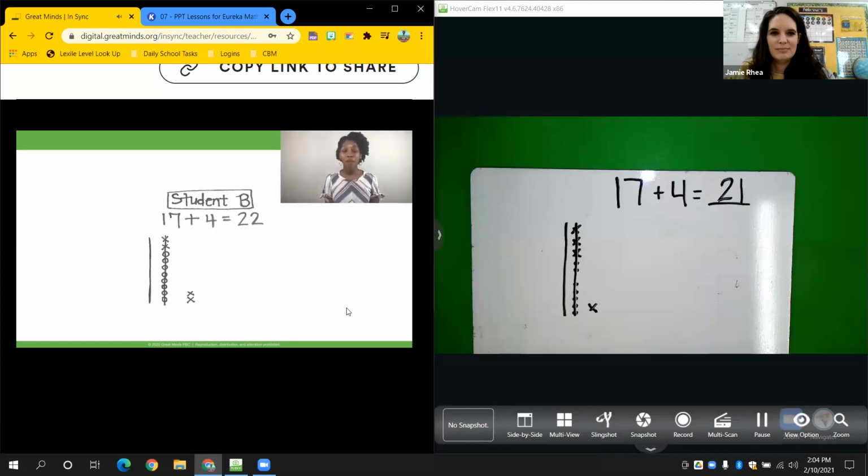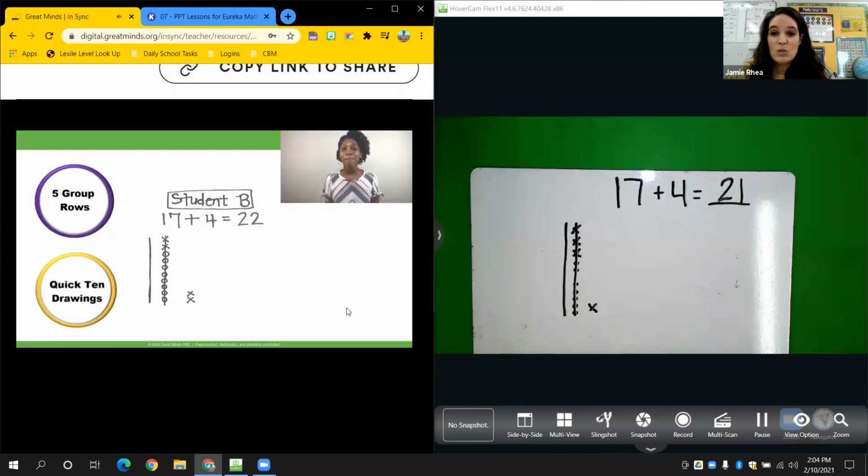What do you notice about how student B solved this problem? Take a moment to think. Well, now student B used the same way we did, but we got a different answer. I noticed that this student used math drawings. What kind of math drawings did they use? Did they use 5 groups or quick 10 drawings? Point to the quick tens that you think is correct. We use quick tens. They used quick tens. Yes, this student used quick 10 drawings.